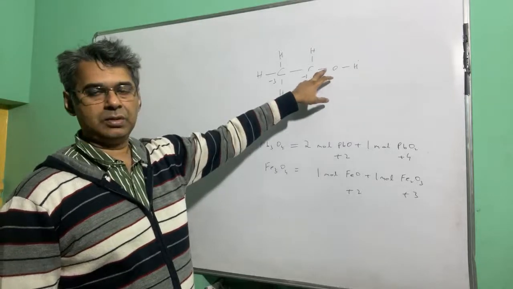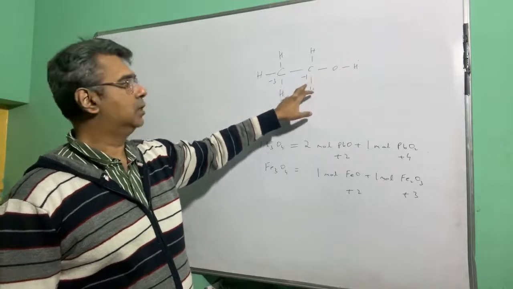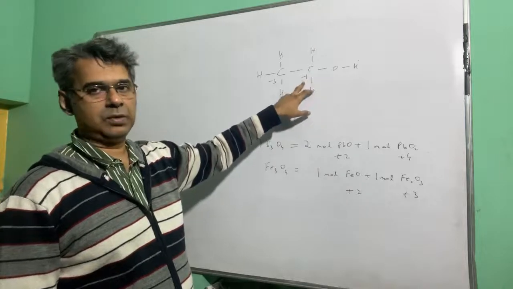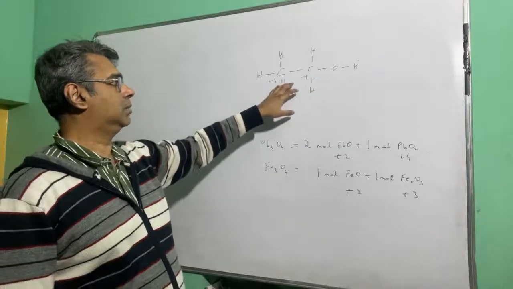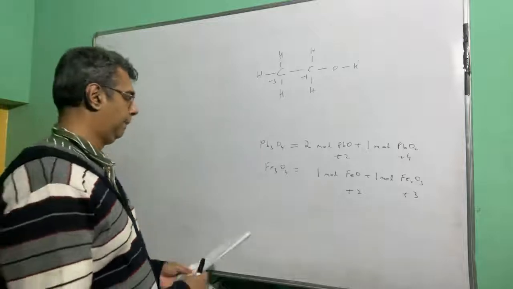But there is one oxygen. So due to oxygen, it will become +1. So -2 and +1 will become -1. So in ethanol, one carbon is -3, one carbon is -1.